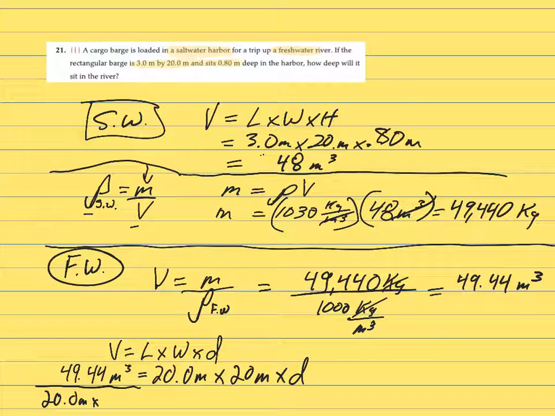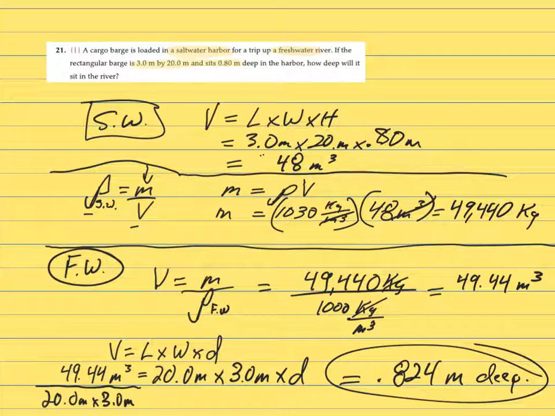I use the same number twice. This should be a 3 meters. Yes, I made a mistake. All right, so take your 49.44, divide out that 60 square meters, and you should get 0.824 meters deep into the river. Woo-woo? Woo-woo. Bye-bye.